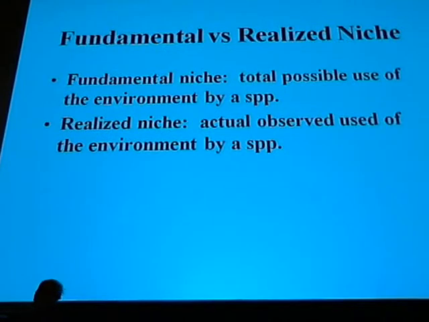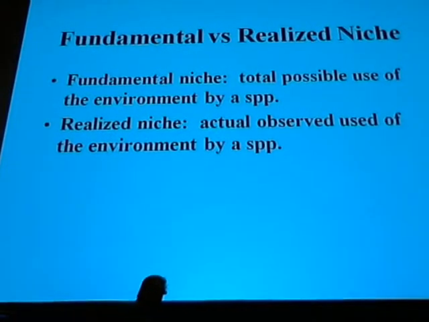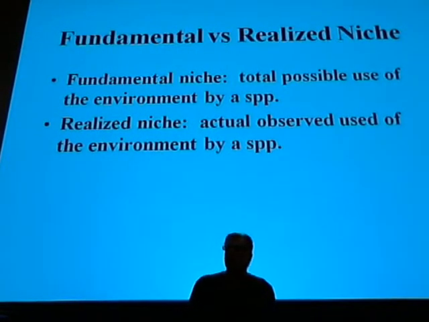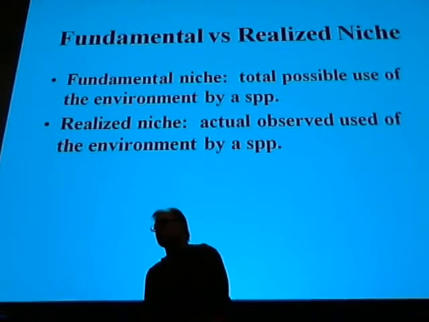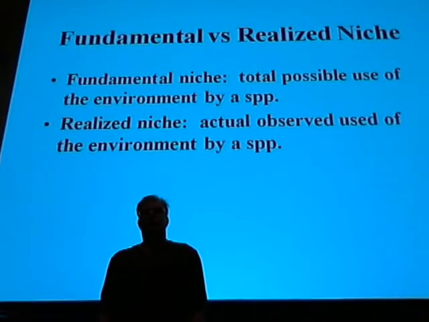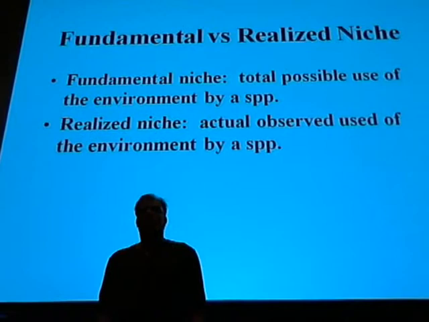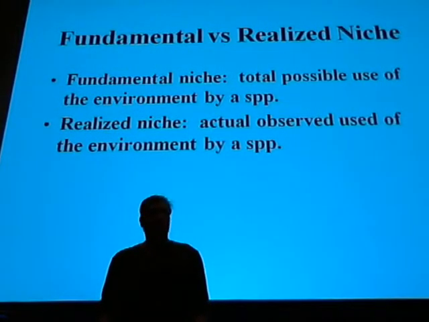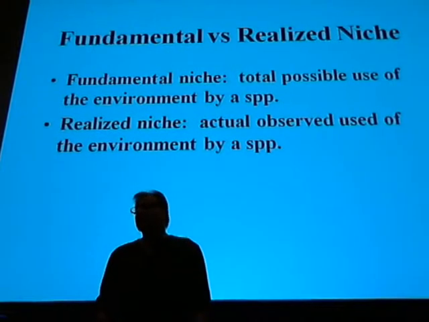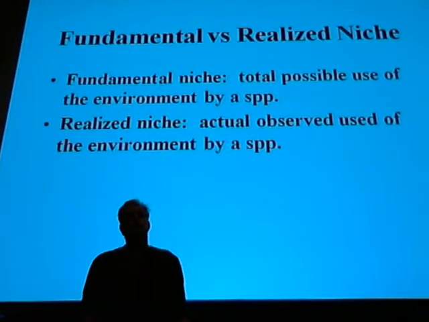And almost invariably, I can't think of a single example in which an organism's fundamental niche is not larger than an organism's realized niche, where you actually find it, because competition, and other interspecific interactions, predation and things like that, is a constant in the environment, and so organisms are always being excluded from a portion of their niche.